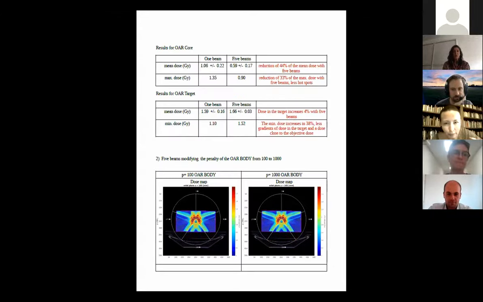I learned from the task that to compare the plans we can use, for organs at risk, the mean dose and the maximum dose, because I think that in looking for a reduction in the maximum dose, we also have a reduction of hot spots in the organs at risk. And comparing the target, you suggested using the minimum dose and the mean dose. It was easy to select which plan was good using these two values, because I think we select the plan that has fewer gradients when we select the plan that has the higher minimum dose.